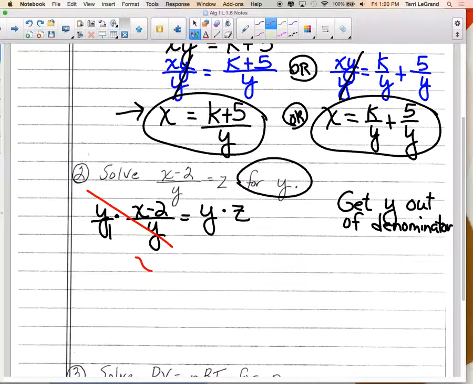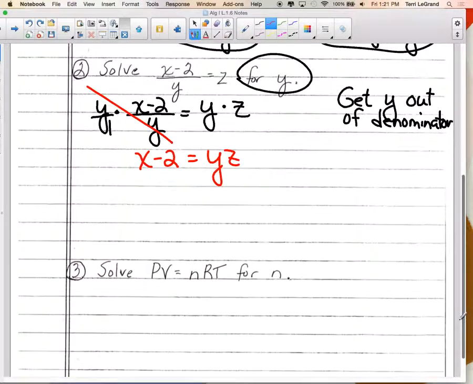We now have x minus 2 equals, what's y times z? yz. Did we get y out of the denominator? Yeah, that's the goal. We don't want variables down in the denominator. We need to get them out of there. So we do that first, and then say, okay, I need y alone. What am I going to do next? Divide by z, because y is being multiplied by z.